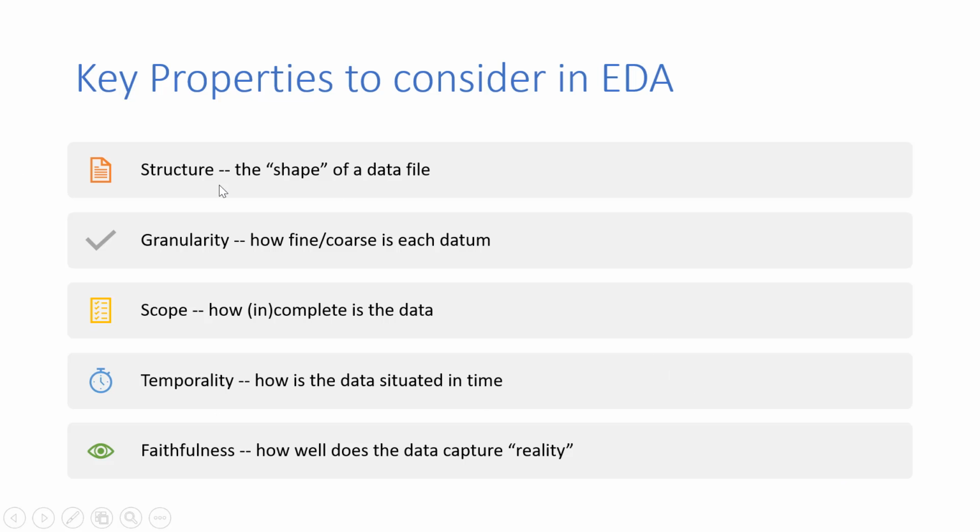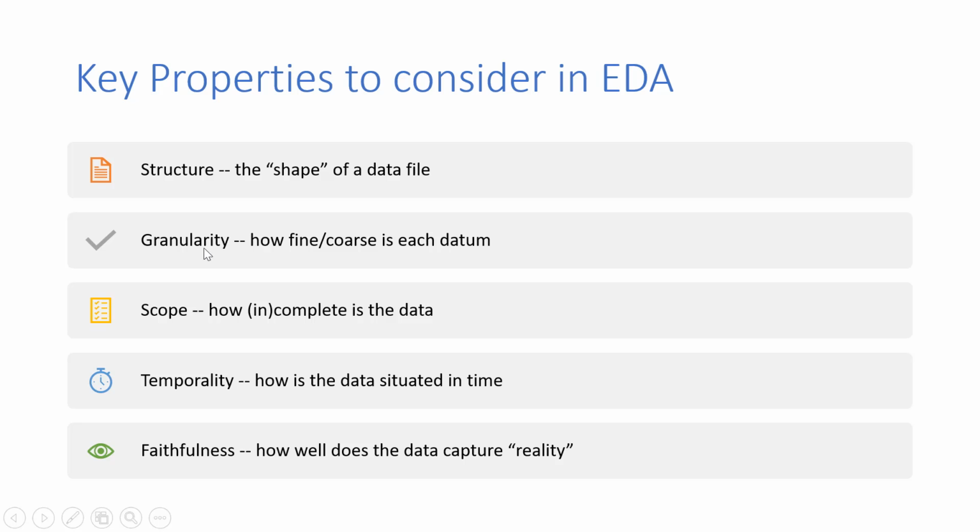Now, the key properties to consider in EDA start with structure, the shape of the data. Understanding the shape, whether it's a table, a vector, a text file, or an image, is important before EDA, because we might be asking different questions based on the shape.